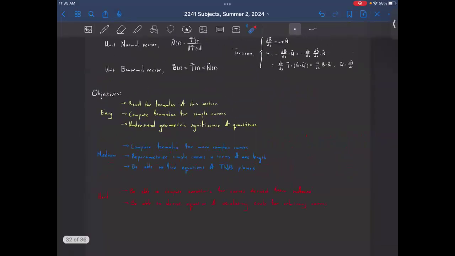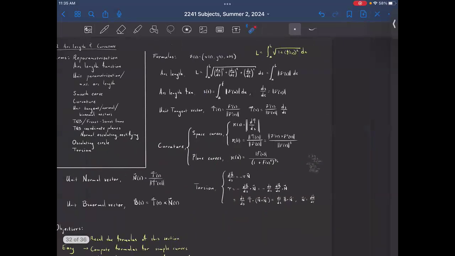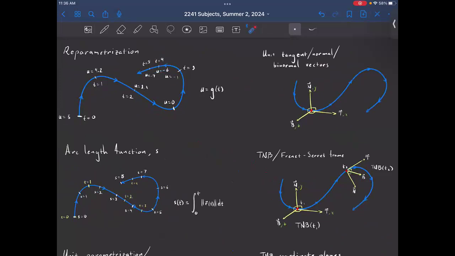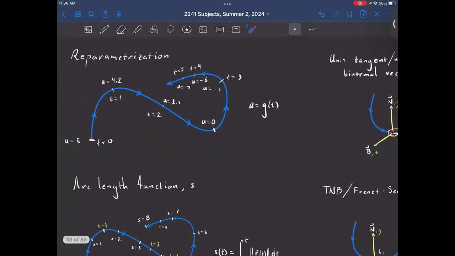Okay, so let's move on to our next page. Here we'll go over our terms and have lots of pictures to go along. So reparametrization. Let's say we have a parametrization in terms of t, as usual.